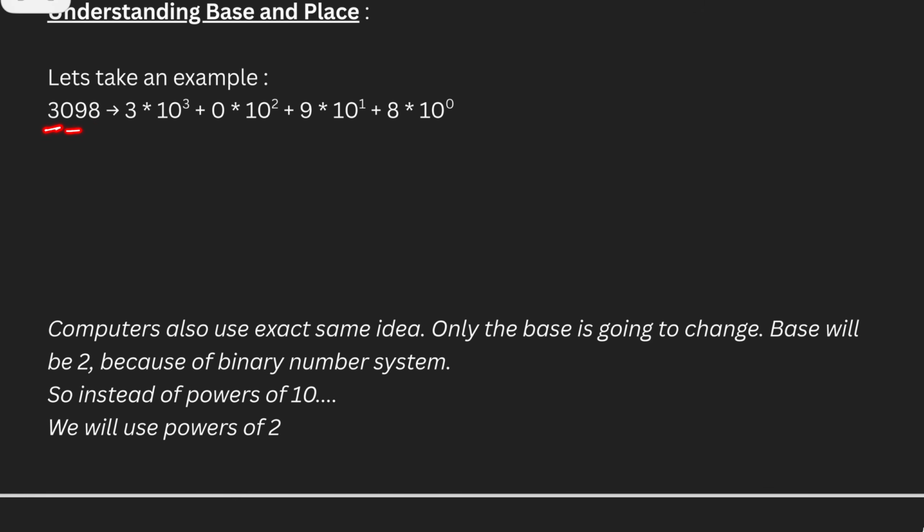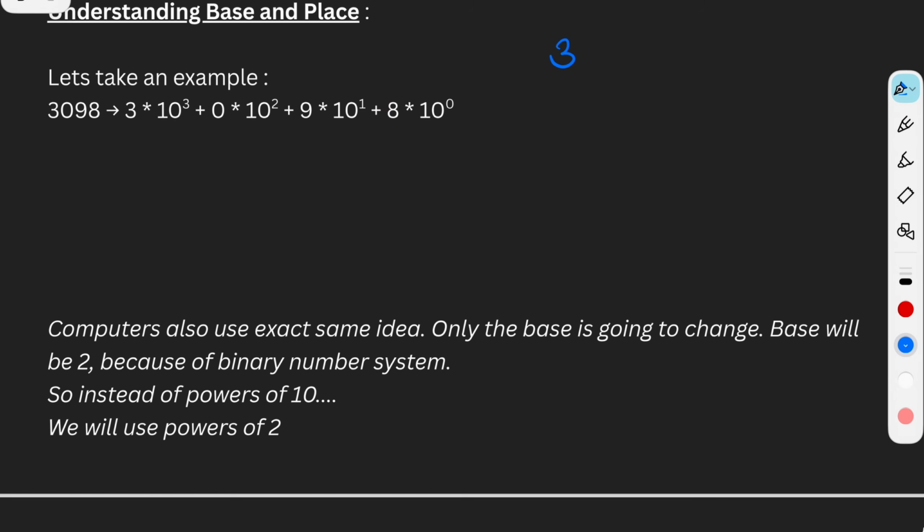Take one more example. You have 3098. Now, how exactly are you going to represent this number in the decimal number system? It is going to be 3 into 10 to the power 3, plus 0 into 10 to the power 2, plus 9 into 10 to the power 1, and then 8 into 10 to the power 0. So it will look something like this: 3000, then 0, then 90, and 8. That's how you get the number 3098.